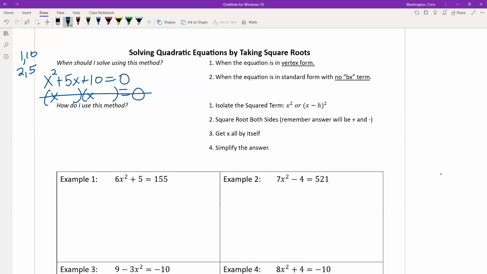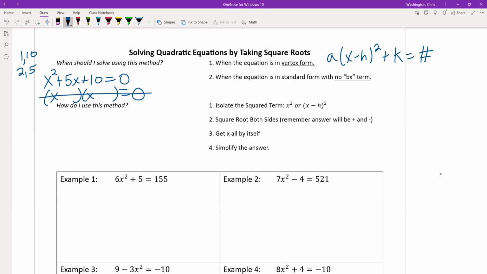The one way we're going to learn today is to solve by taking square roots. When can we use this method? When the equation is in vertex form, which would look something like a times (x minus h) squared plus k equals some number. If it looks like that, we can use this, which is number 5 and 6 on your examples. You have a number in front of the parentheses, a number inside the parentheses, a number outside the parentheses, and it's equal to some other number on the other side.